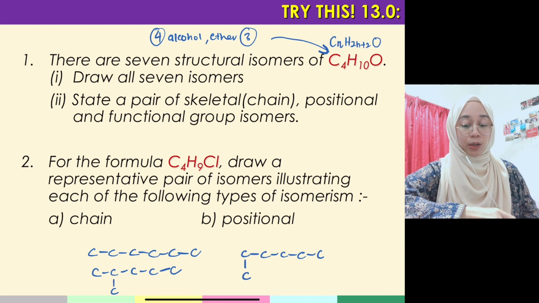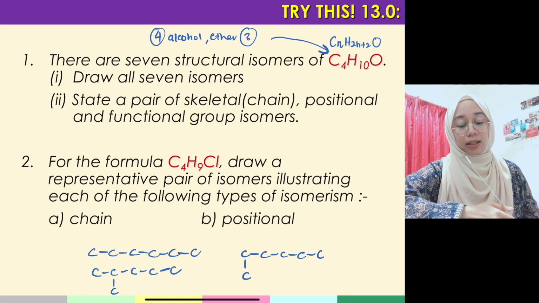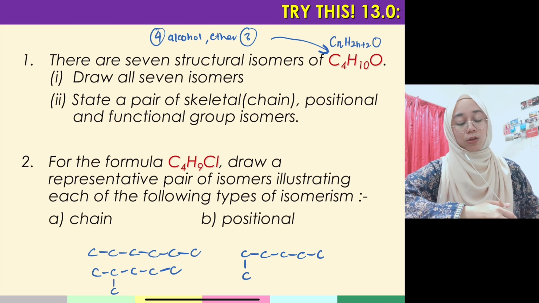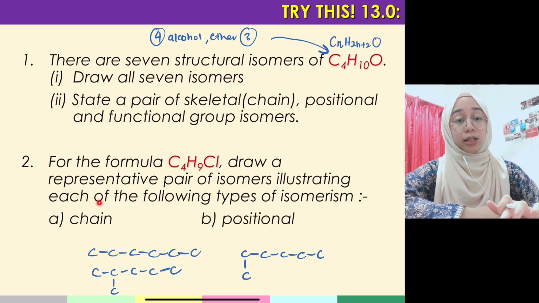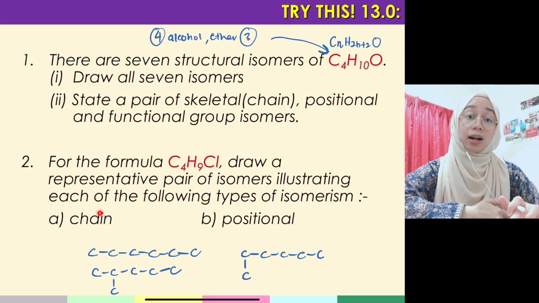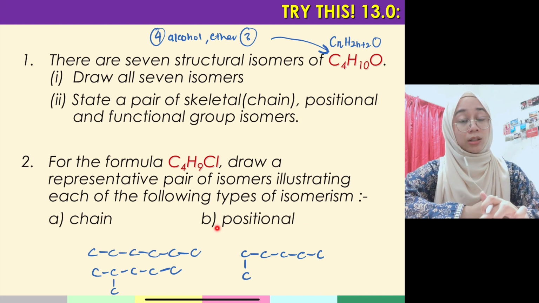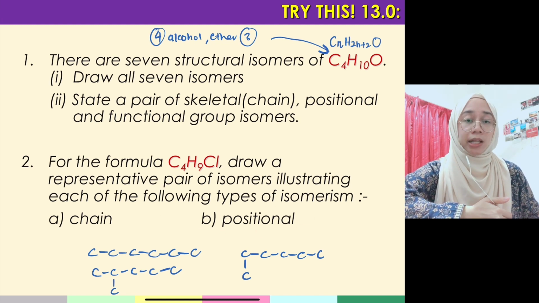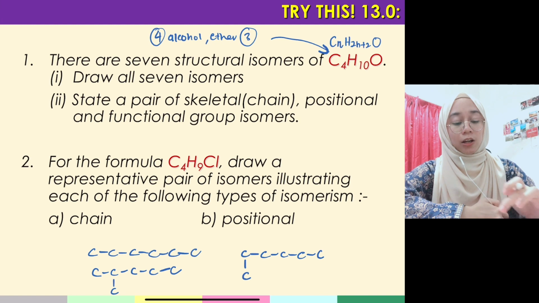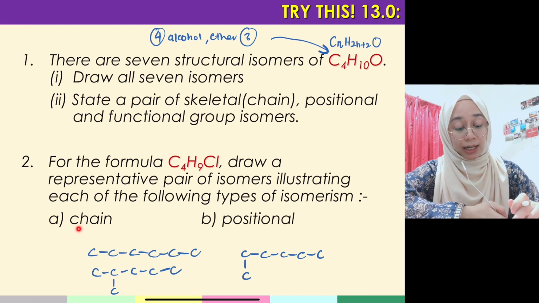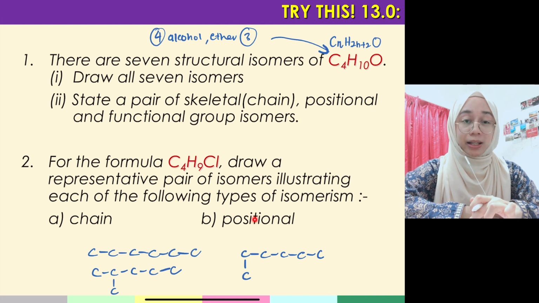And then for number 2, you are given a formula of C4H9Cl. You need to draw a representative pair of isomers illustrating each of the following types of isomerism. One shows chain isomerism, whereby what differs is the carbon skeleton. And the other is positional isomerism, whereby the carbon chain does not differ, but what differs is the position of the Cl. For chain, give one pair. For positional, give one pair.